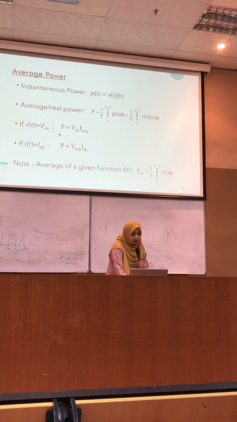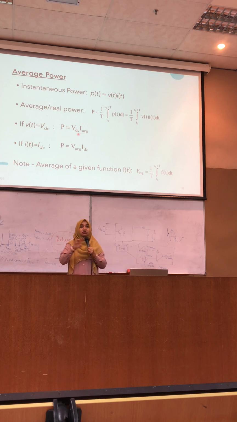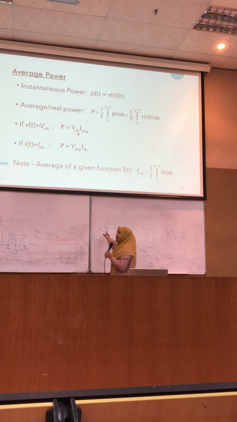Okay. In terms of average, this one here is average power, which is P equals to VDC multiplied by I average. VDC here is not DC voltage, it is the average voltage. Normally, average voltage is also known as DC voltage, but it's not DC per se. DC here is average voltage.